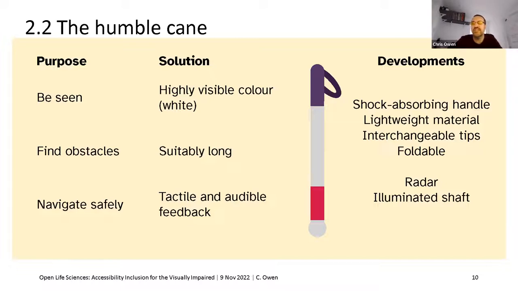The other one is illuminated shafts. At night, again, it means that you can be seen, but for people like myself, who aren't completely blind but have very severe sight loss, when walking around at night you need all of your senses, and to have a bright light in front of you just takes away any kind of useful vision you may have. The other problem with these two, ironically, is because the cane is used so much, and it's hitting into obstacles, it's being swiped left to right all the time.